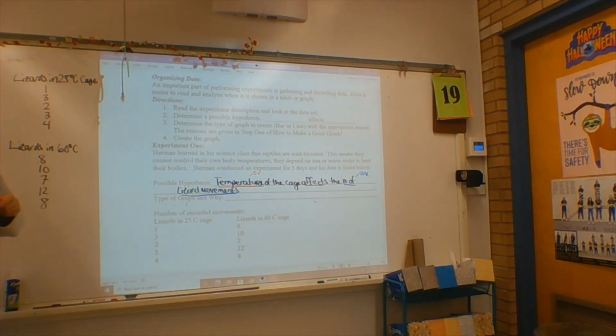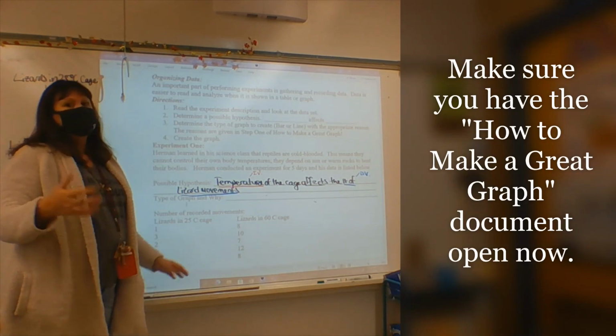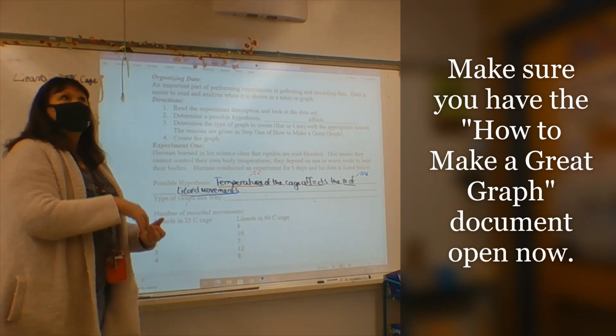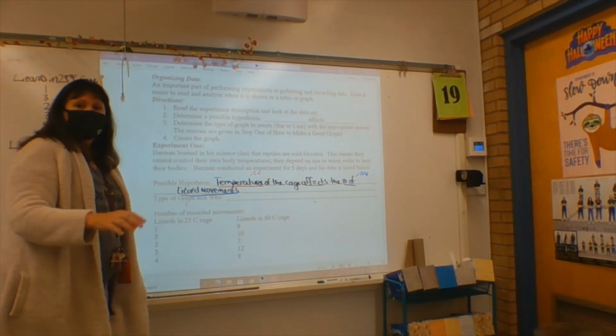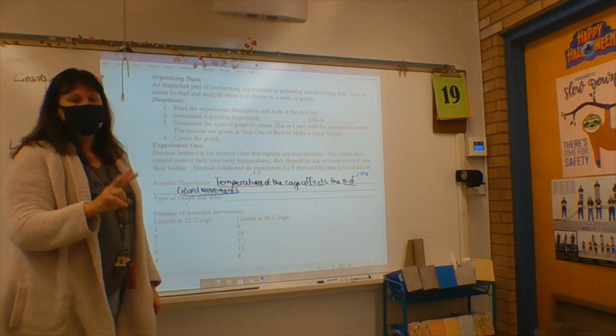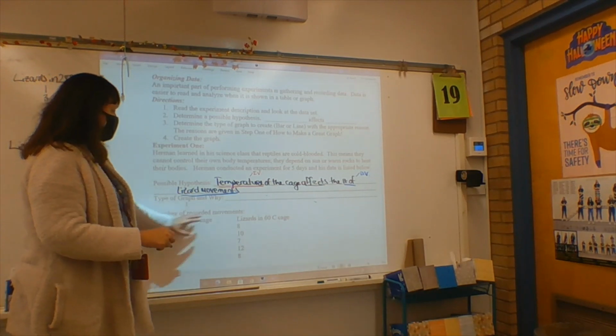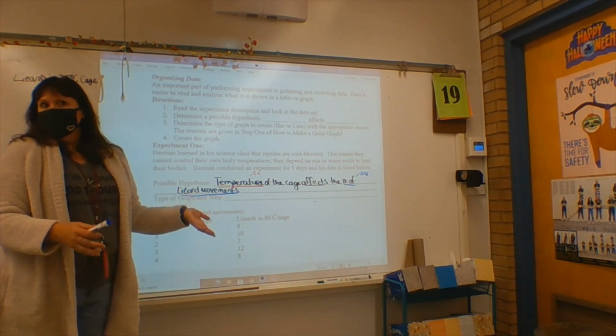Okay, so now our decision is what kind of a graph are we going to make? So if you opened up to how to make a great graph, and we can't project all of this because we don't have that capability, we have 2 reasons why we make a line graph, and we have 2 reasons why we make a bar graph. So we're going to take a look at this data set. We're going to take a look at whether we would make a line graph.